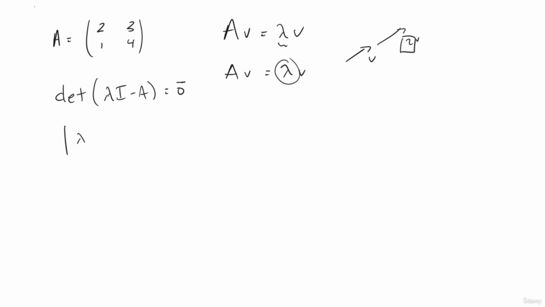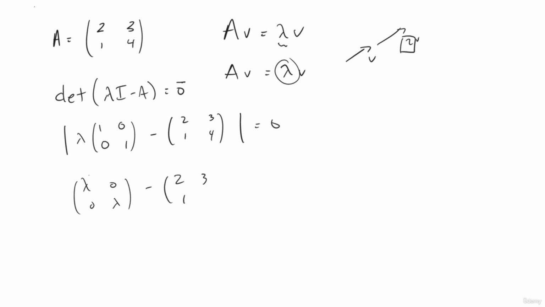We're first going to take the determinant of everything inside here, which is going to be lambda times I, the identity matrix with ones along the diagonal, minus A, which is 2, 3, 1, 4. And we want this to be equal to 0. We are going to distribute through lambda, and then we're going to subtract off A.